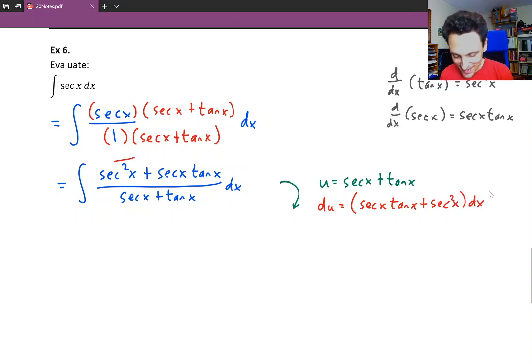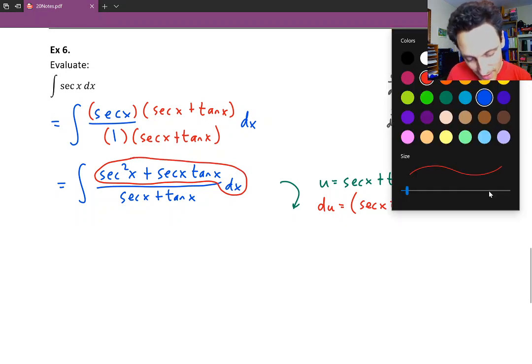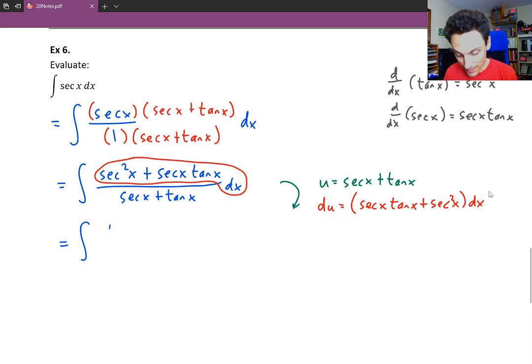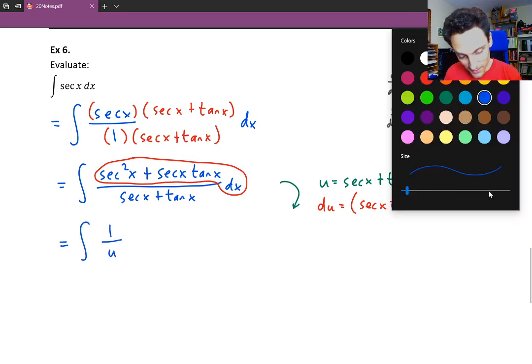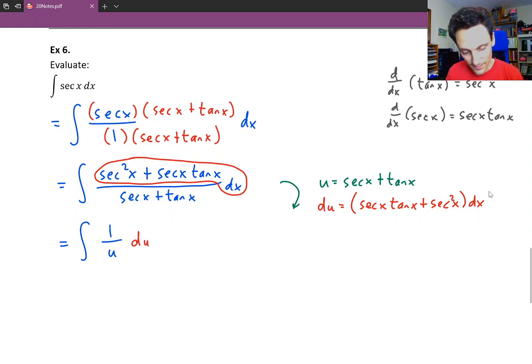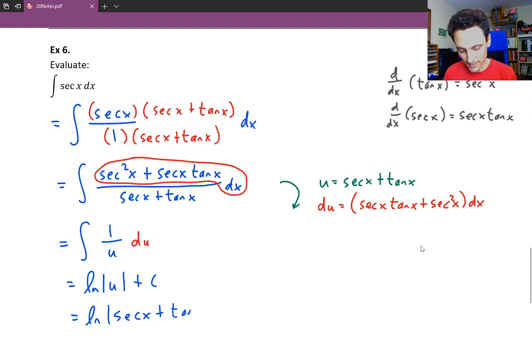Okay, there we go. So the entire top is going to be replaced with du. The integral will collapse into just 1 over u du. And that's much easier than this whole convoluted setup that we created here. Because now the integral of 1 over u is ln absolute value of u plus c. And then we just go back to x. We replace u with secant x plus tangent x plus c.